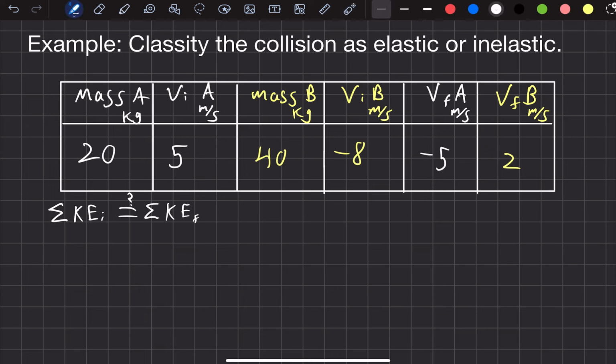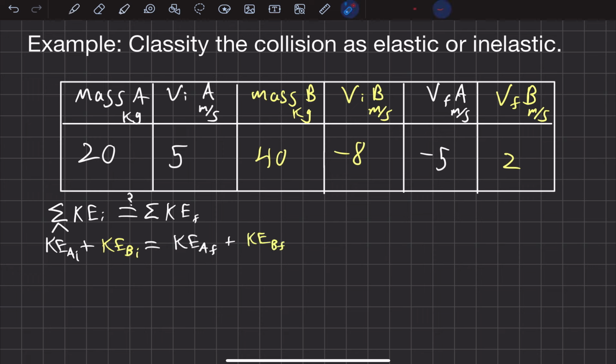To start this, we're going to take that sigma and break it into each individual object in our system. So what we did was we took that sigma and broke it into two objects. We have the kinetic energy of object A initially, plus the kinetic energy of object B initially, and we're going to set that equal to the kinetic energy of object A final, plus the kinetic energy of object B final. The next step would be taking this kinetic energy and rewriting it as 1/2 mass times velocity squared.